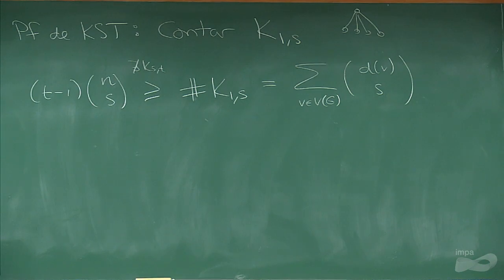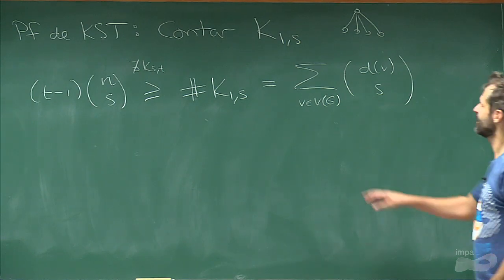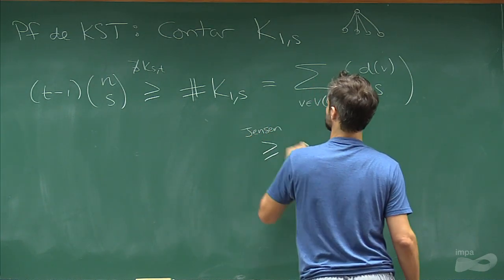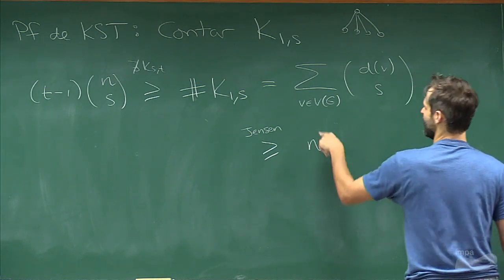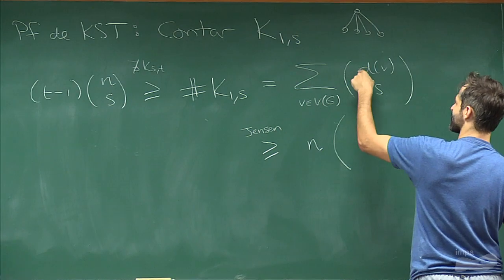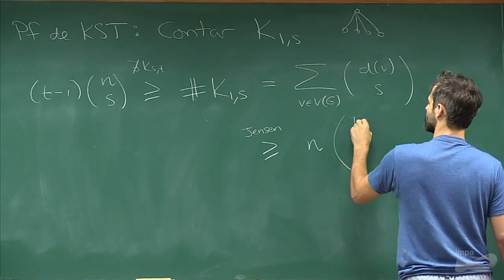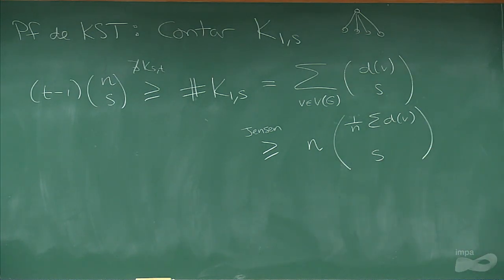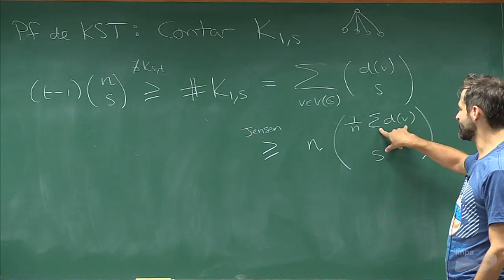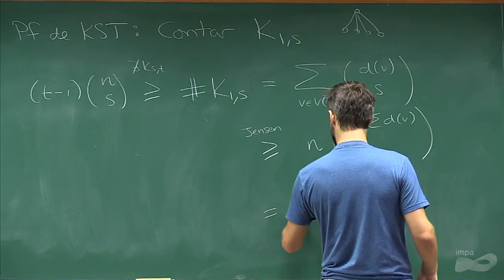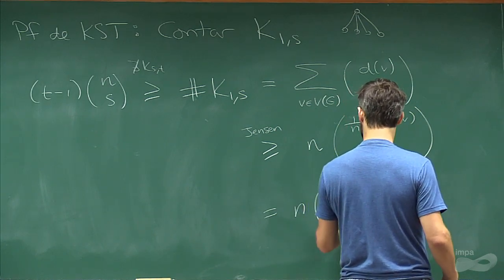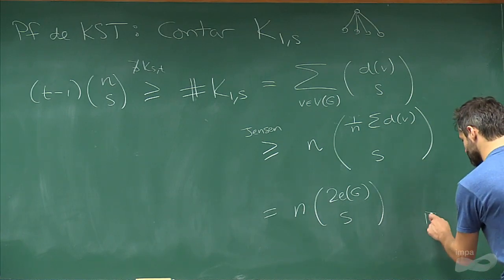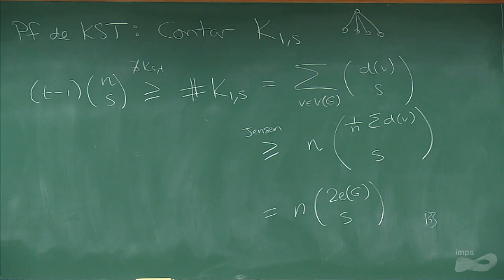Okay? This thing, by convexity, so Jensen or whatever, is at least n, the number of vertices, times the average choose s: 1 over n, sum of the degrees, choose s. This thing is twice the number of edges over n, so it equals n times (twice the number of edges of G over n) choose s, and that gives you an upper bound.